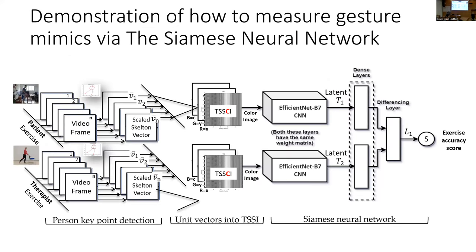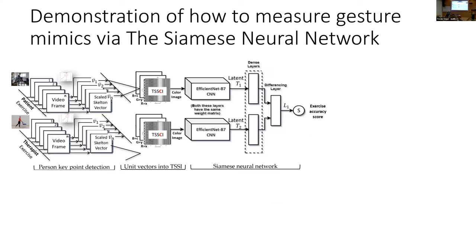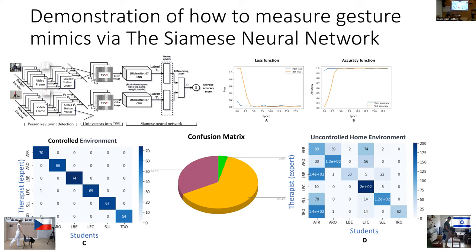So now I have the expert, and I have the patient, which is my student. Now I feed them into what we call a Siamese neural network, where both branches are the same. We get the image, convert it to the TSSCI, and then we get the latent, the mixed pattern. So we have one vector and another vector, and we measure the distance between those two vectors. If the distance is very, very short, that means they are doing the same exercise, or the score is good. And if the distance is far, then the score is not that good. So with this idea, we measure and we compare.